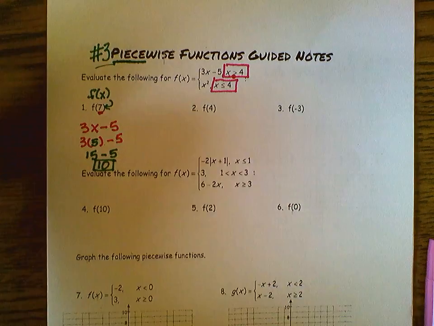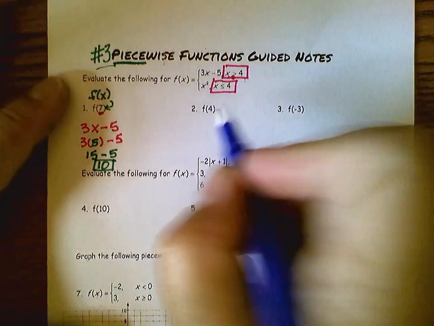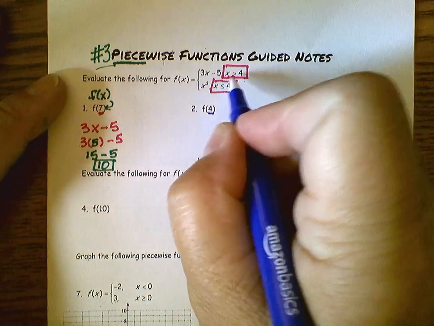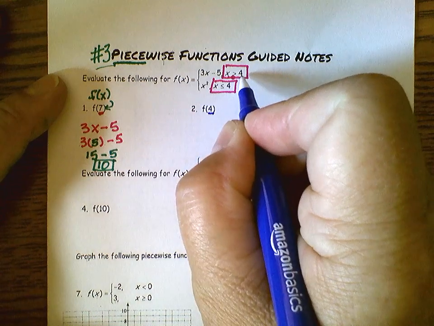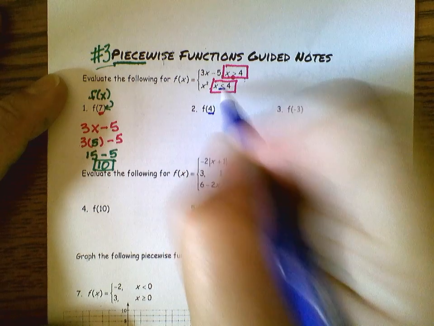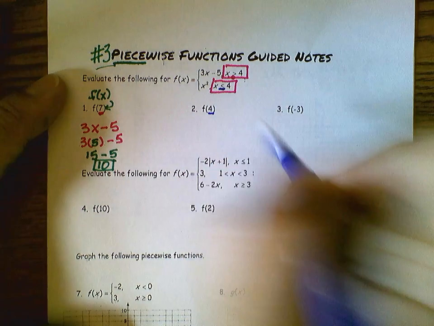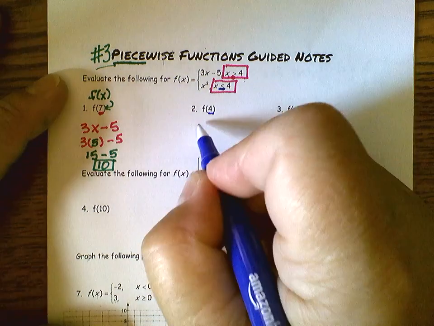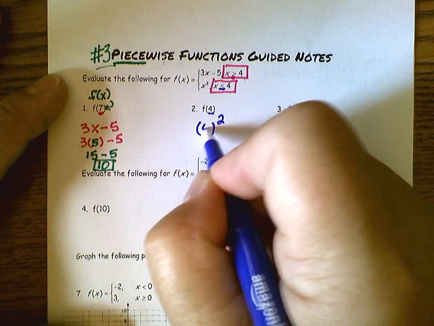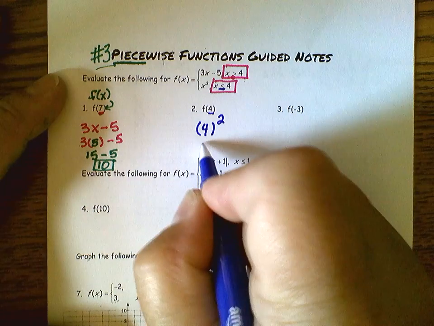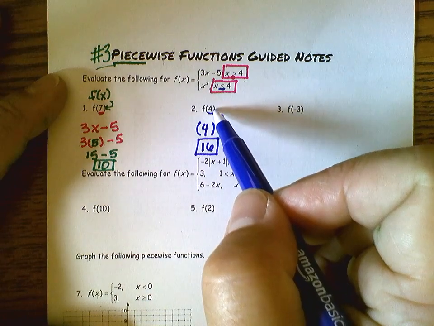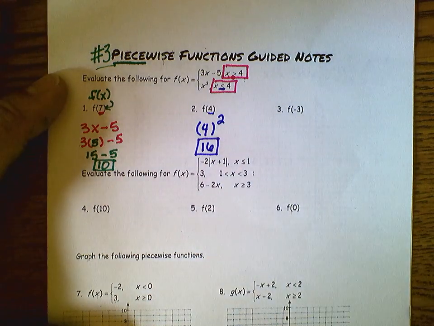All right, so if we take a look at number 2, we're looking for when x is equal to 4. So this says x is strictly greater than 4. 4 is not greater than 4. We're looking for when 4 is equal to 4. So that is less than or equal to, which means we're going to use this one. So we're using x squared this time. And our x is 4, so 4 squared is 16. So for this function, when x is equal to 4, our y is 16.